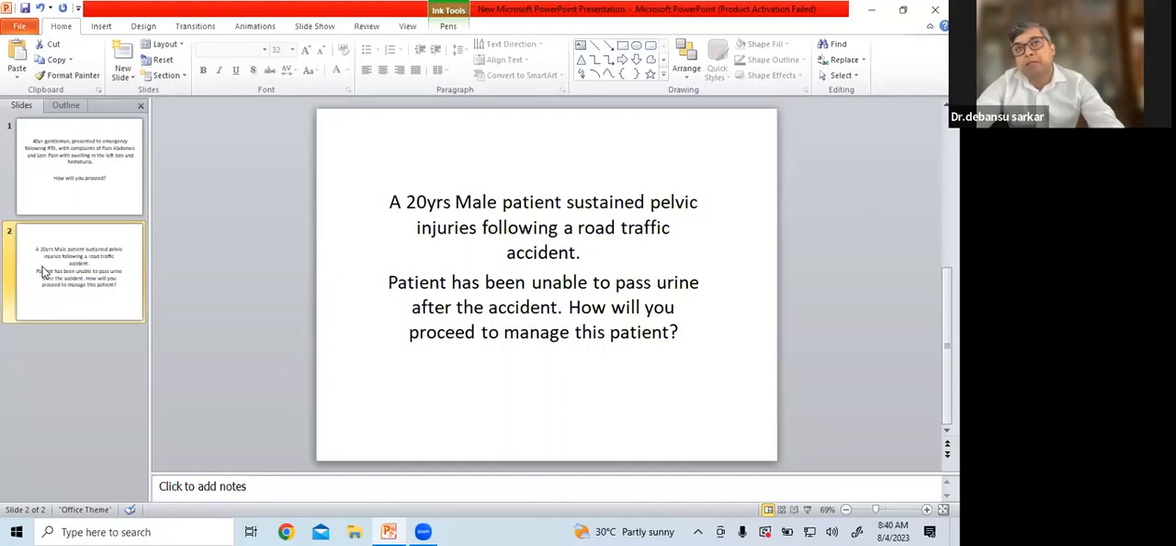What is the severity of injury and what is the type of injury? A patient who falls from a 2-story building will have a different kind of pelvic injury from a patient who has a head-on collision, anteroposteriorly, versus a patient who was hit from the side. So these three kinds of injuries produce three different kinds of pelvic injury. And all these kinds of pelvic injury have different kinds of urethral injury and associated neurovascular injury.